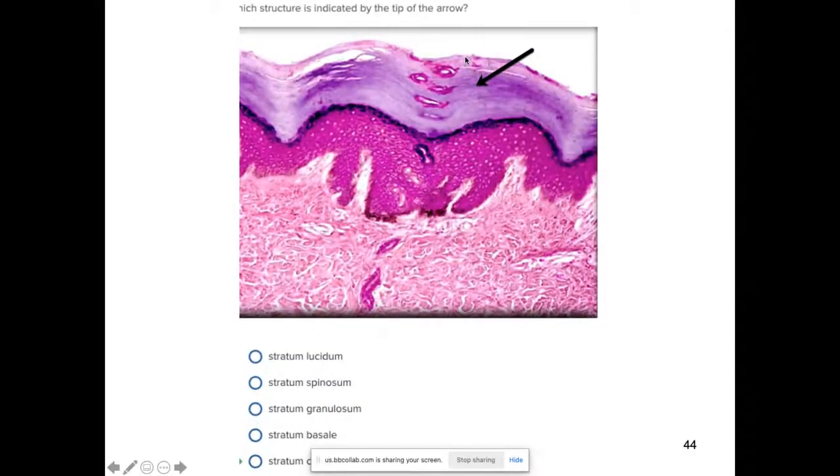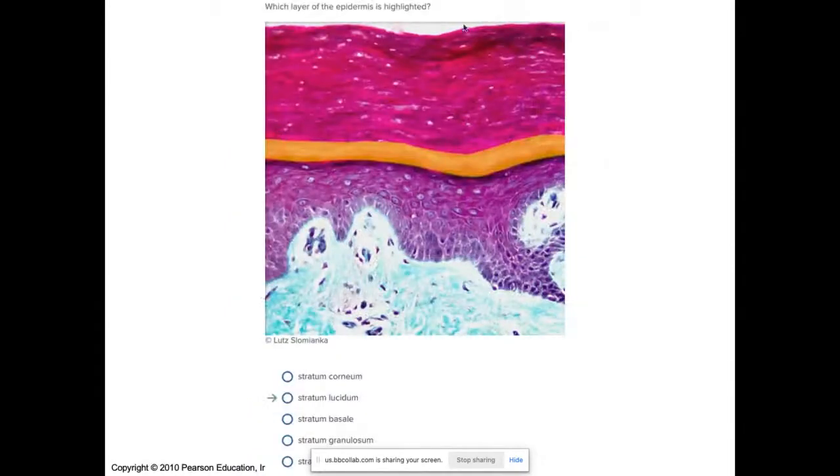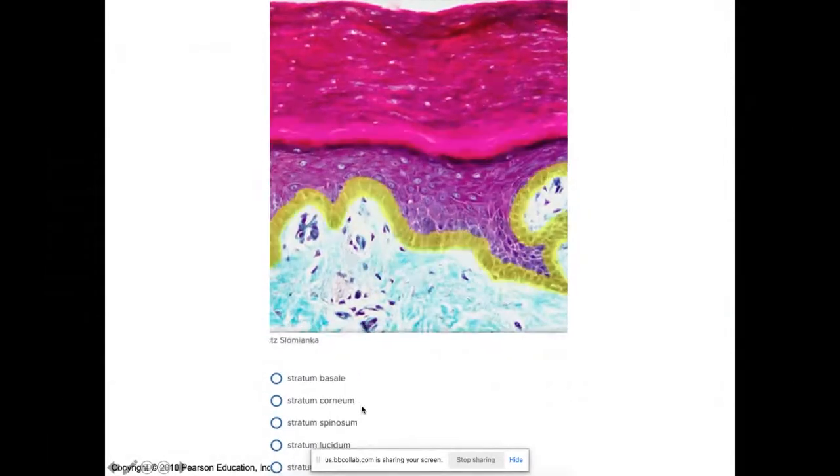Okay, so now here we're looking at the skin, the epidermis, and it's asking us what this top layer is. The top layer, that is 25 to 30 layers of stratified squamous epithelium, is called the stratum corneum. So this on the top is still stratum corneum. The highlighted one here is one layer deep. So that's the lucidum, stratum lucidum. Then way down at the bottom layer is the stratum basal layer.